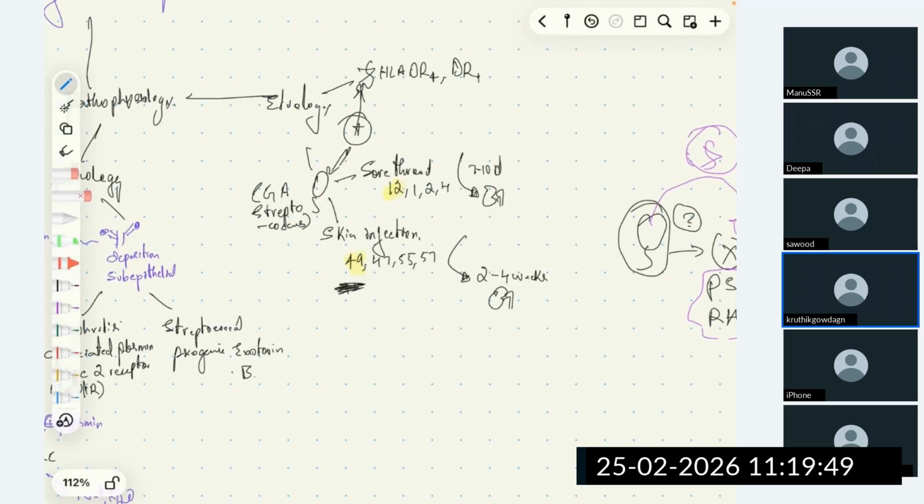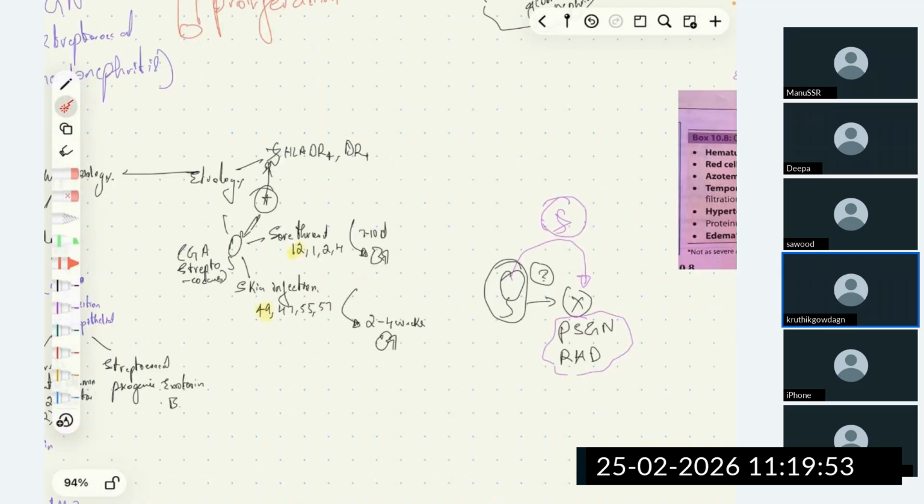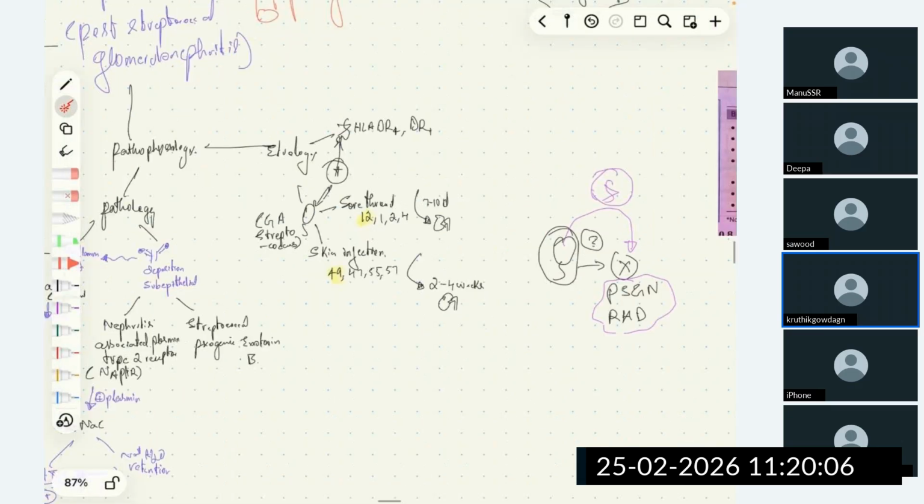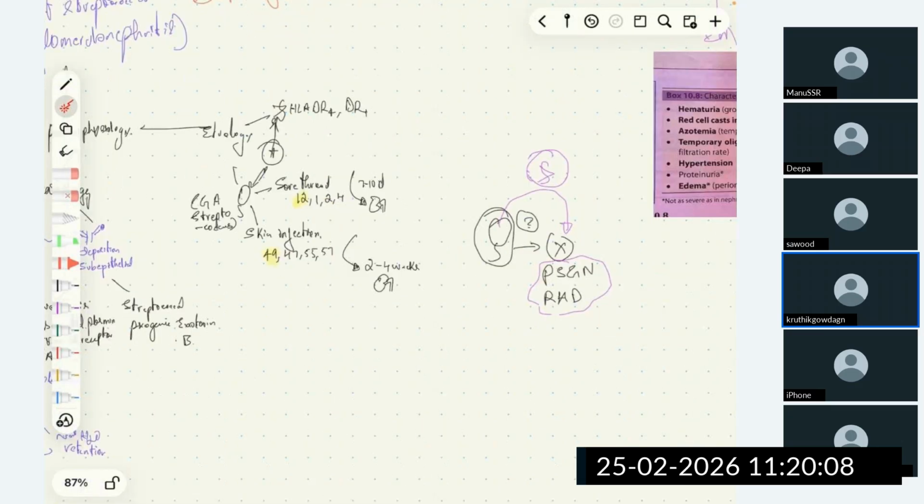It's implicated with PSGN. The other one we have is sore throat. The strains seen are 12, 1, 2, and 4. The strain 12 is the most important one. You can remember only one of the strains and manage in the exams. Following sore throat, after 7 to 10 days, we see glomerulonephritis. Following skin infection, after 2 to 4 weeks, we see glomerulonephritis.